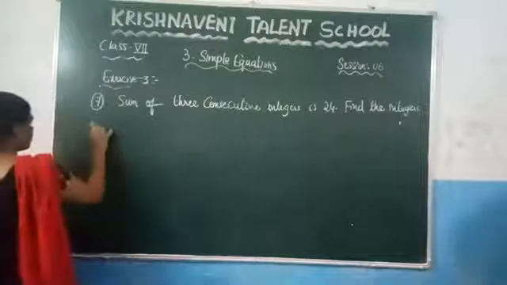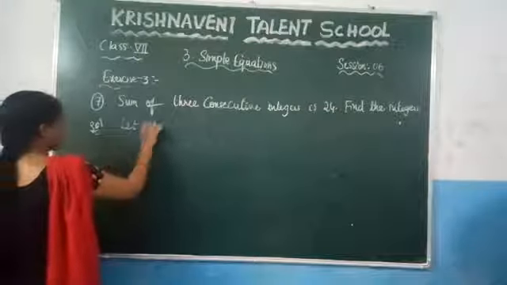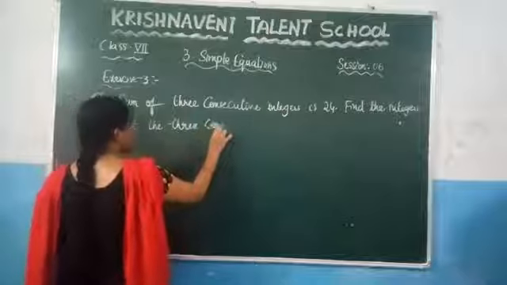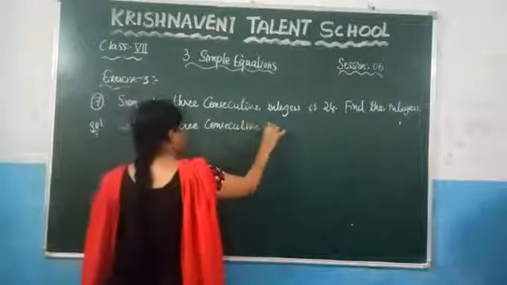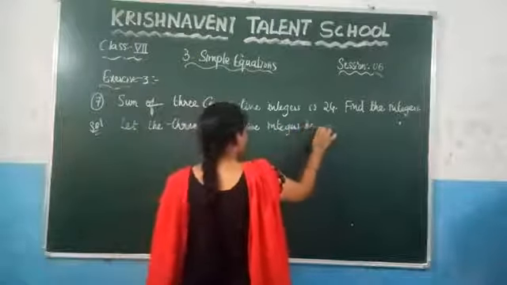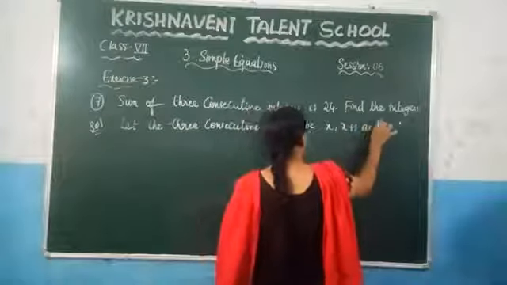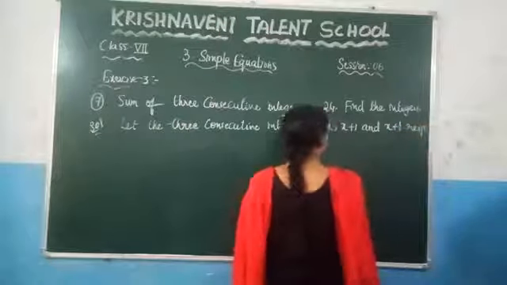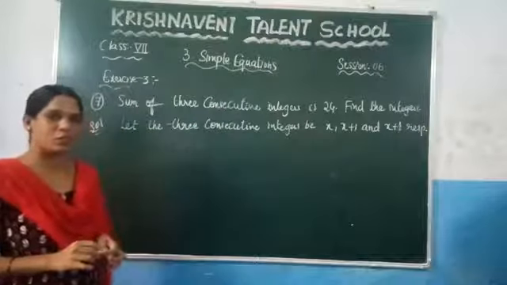Let the three consecutive numbers, or integers, be x, x plus 1 and x plus 2 respectively. According to the problem, you need to take the sum of those integers.